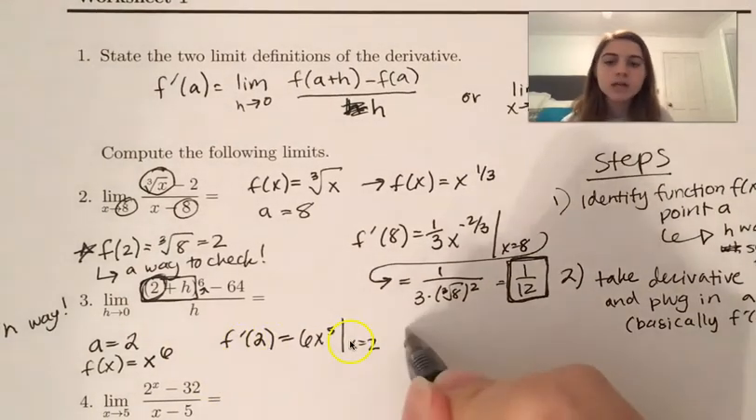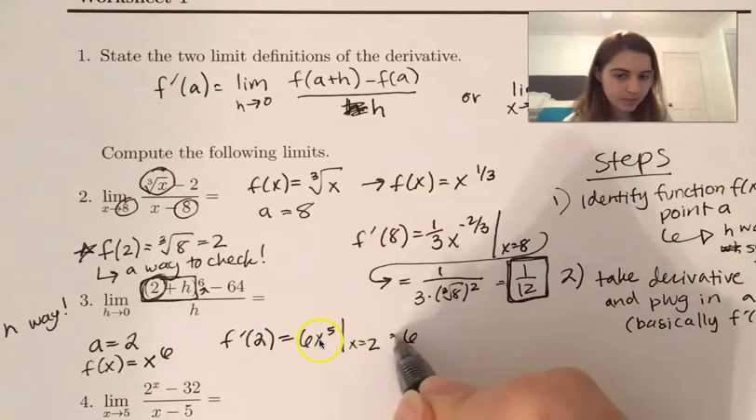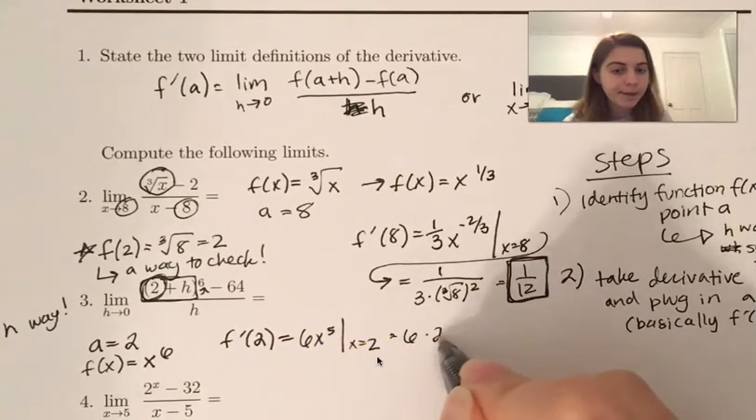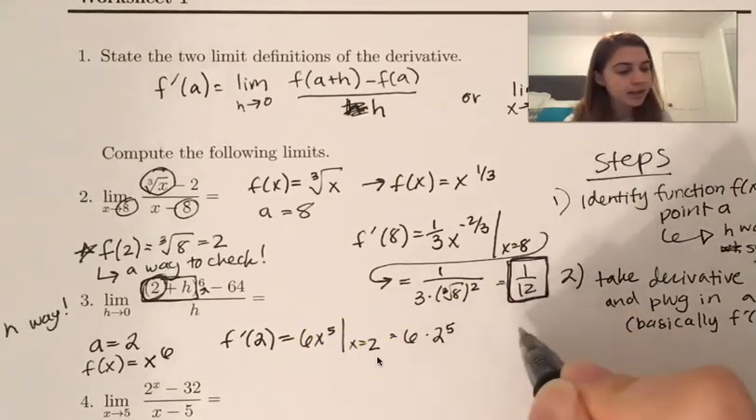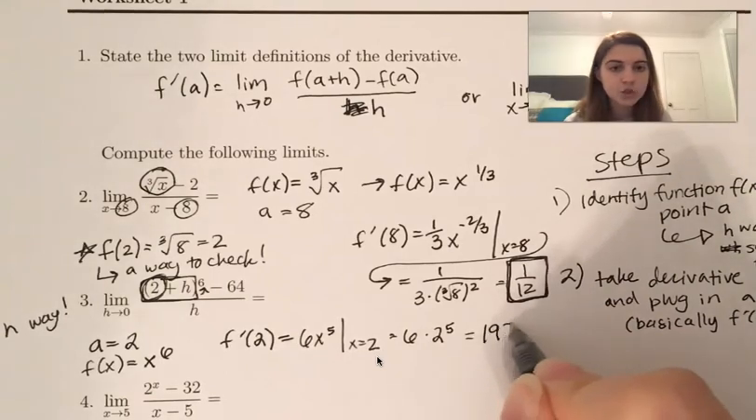F prime of 2. Go ahead and do the derivative with the power rule, plug in your 2, and you should get 192.